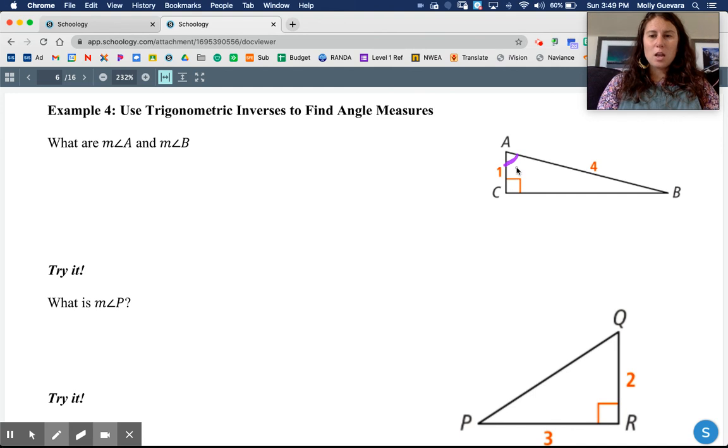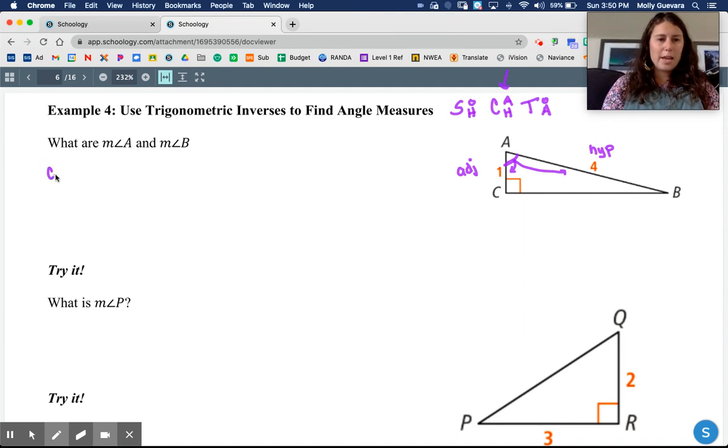Angle A. Well, from angle A, I know that the 1 is adjacent and that the 4 is hypotenuse. So if I have my SOHCAHTOA, adjacent and hypotenuse is this one right here, cosine. So I'm going to say, I know that cosine of my angle, which is angle A, is equal to adjacent, which is 1, over hypotenuse, which is 4.